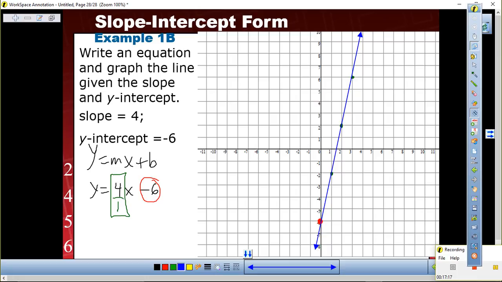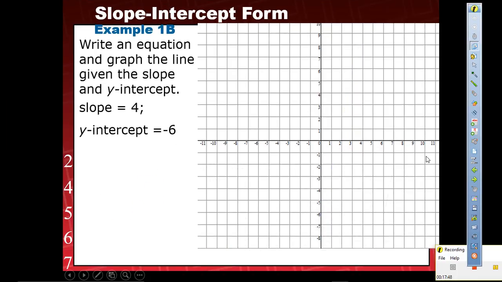How we doing? 1 through 5. Show me with your finger how comfortable you are so far with these. I got some 4s, 5s, 4.5, 3s. Okay. Let's do one more. At the bottom left of your big graph paper, copy this one. Example 1C at the bottom left. Slope is 2, y-intercept negative 3.